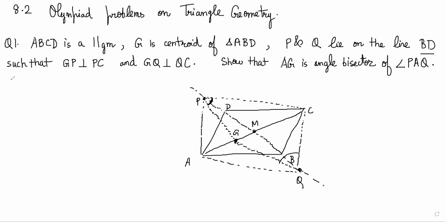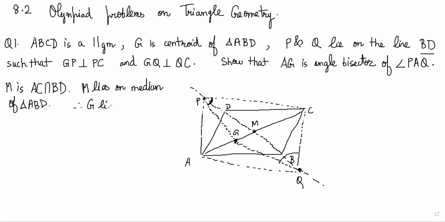What we will say here, you know that M is the intersection of AC and BD, so M is the midpoint of BD. We already said M lies on the median of triangle ABD, and therefore G lies on AC because G was the centroid of the triangle ABD.